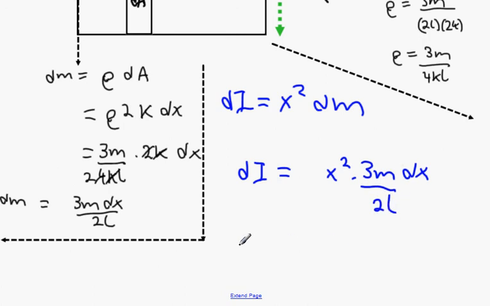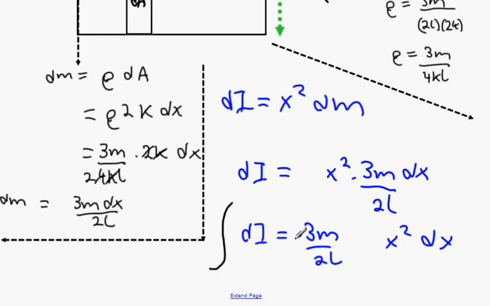Do we have any constants there? 3m over 2l is my constant, and this is my x squared dx over this side. Okay, next thing I gotta do is integrate both sides, because I'm only talking about a small bit of inertia. I'm not talking about the total inertia. To change a small piece of inertia into the inertia of the entire body, we integrate. That's what that means, right? So integrate both sides. Sorry, my integration sign should be over here. Now, what's my limits?